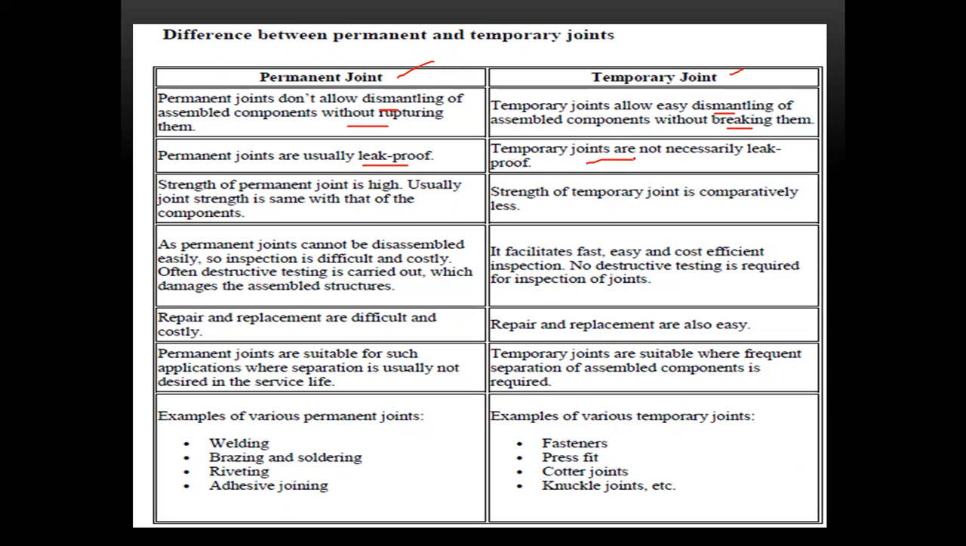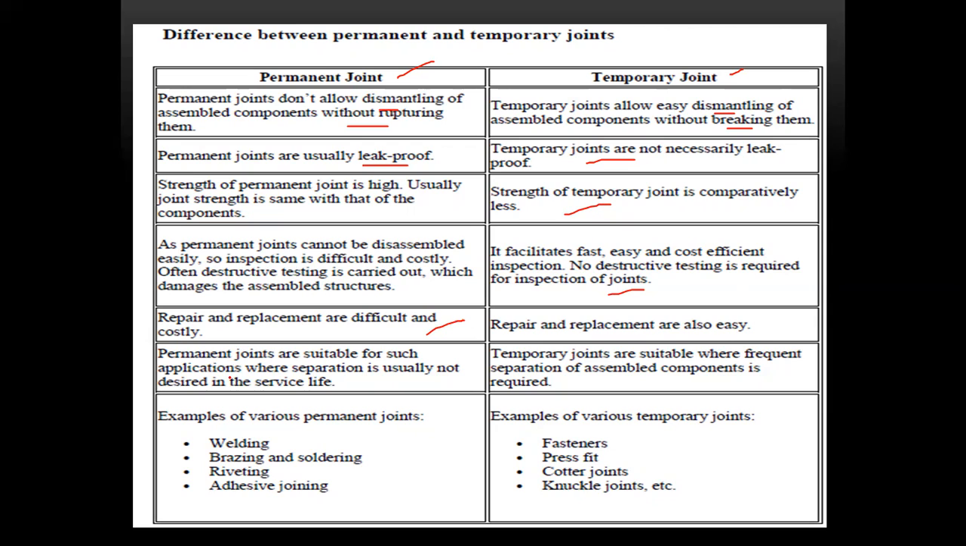Temporary joints are not necessarily leak proof. The strength of the permanent joint is very high. Usually the joint strength is the same as that of the components. The strength of the temporary joint is comparatively less. Permanent joints cannot be disassembled easily. Often, destructive testing is carried out which damages the assembled structures. Here, no destructive testing is required for inspection of joints. Next one. Repair and replacement are difficult and costlier.